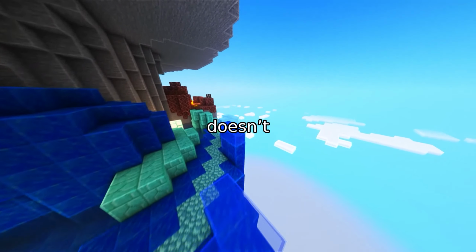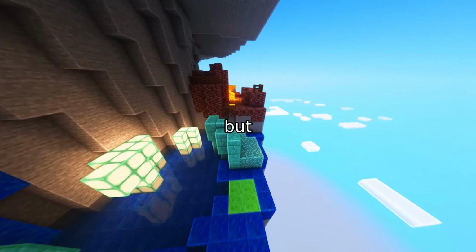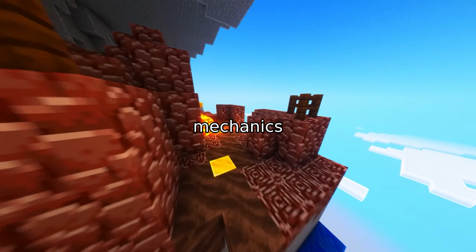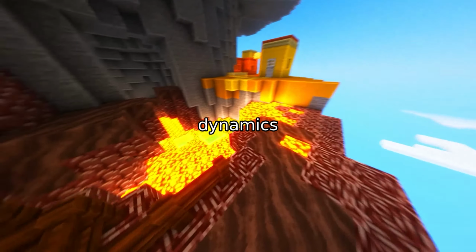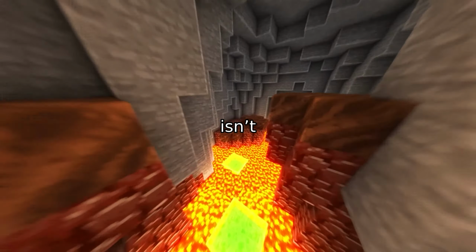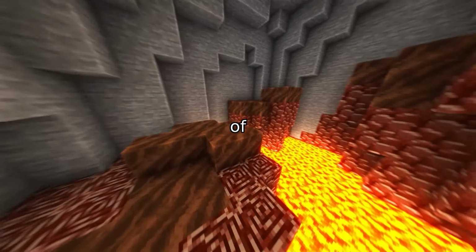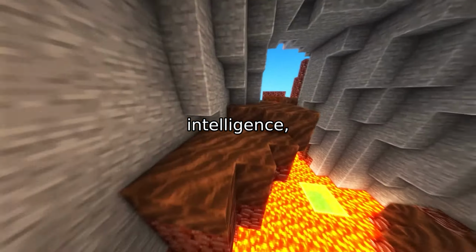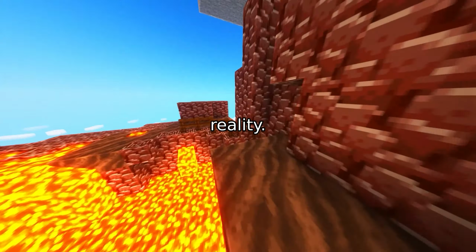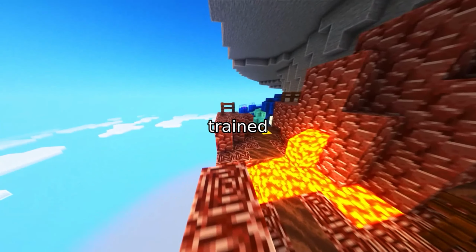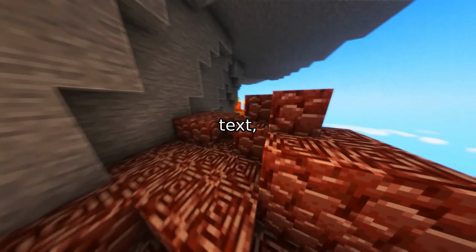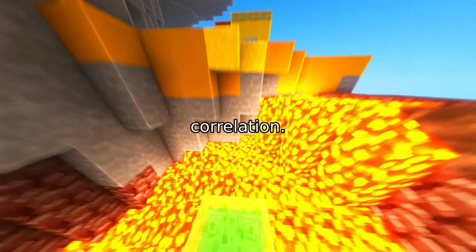Imagine a world where AI doesn't just predict the next word in a sentence, but understands the physics of a falling apple, the mechanics of a rotating gear, or the fluid dynamics of a swirling galaxy. This isn't science fiction. It's the frontier of physical world modeling in artificial intelligence, and it's changing how machines learn about reality. For decades, AI has been trained on massive datasets, images, text, audio, learning patterns through statistical correlation.